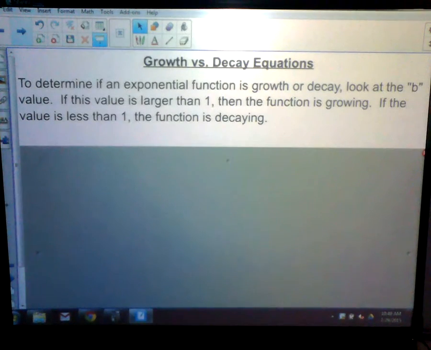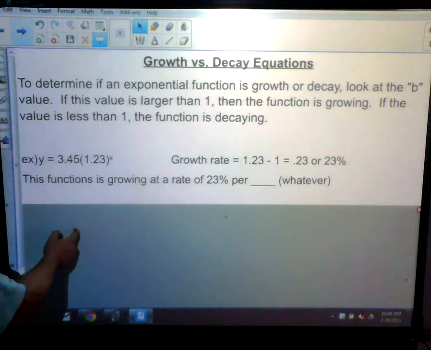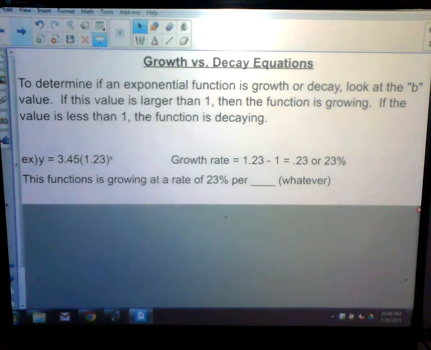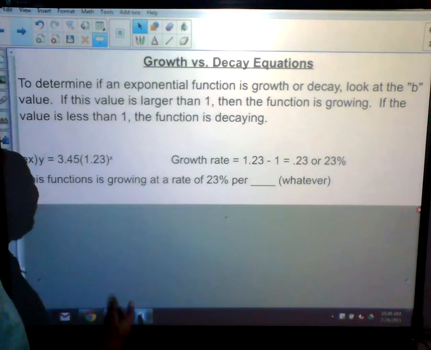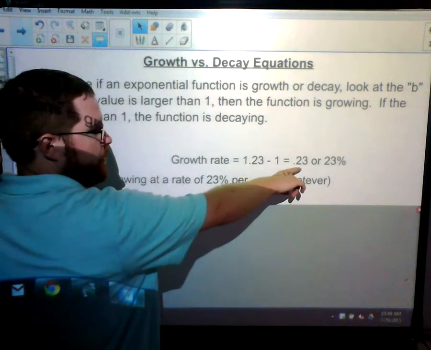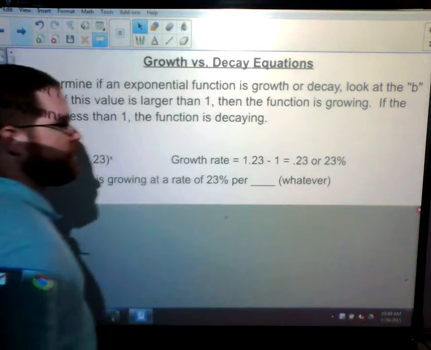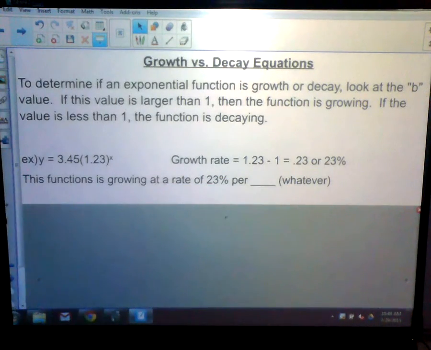To determine if it's growth or decay, look at b. If the value is larger than 1, it's growing. If it's less than 1, it's decay. For example, the b here is 1.23. So it's growing, it's bigger than 1. 1.23 minus 1 is 0.23, or 23%. This function is growing at a rate of 23% per year, day, month, week, whatever we're talking about.